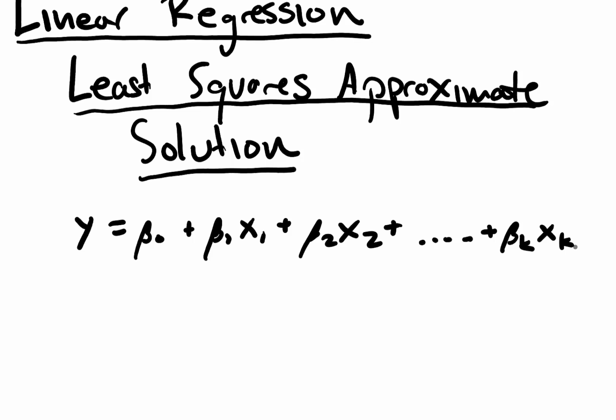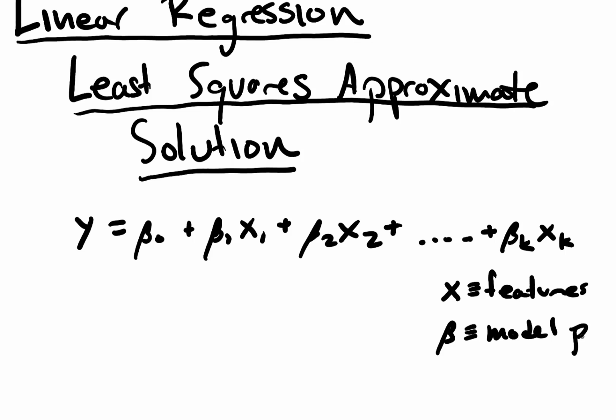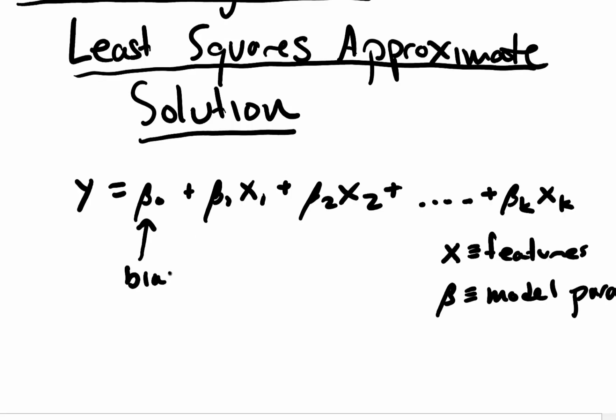And then the x's are called our features, and these are our independent variables. These are things that we would use to predict what y is. For predicting house values, these could be things like the number of bedrooms, number of bathrooms, square footage, things like that. And the betas are the model parameters. Beta naught is called the bias term.